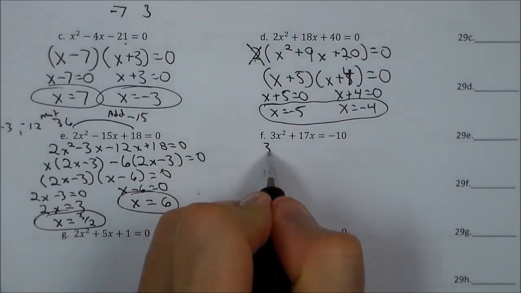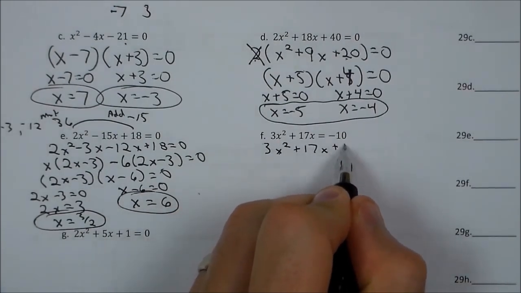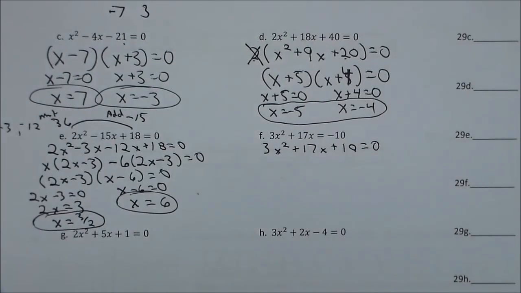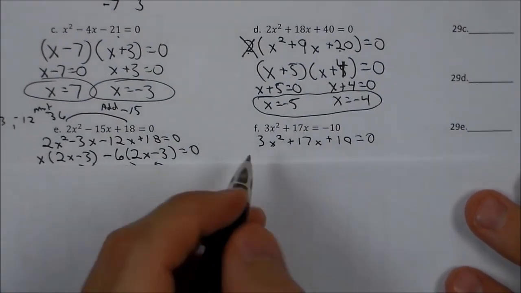For f, first thing I'm going to do is move over the 10. So that becomes a positive 10 equals 0 on this side. And what we can do here, multiplies to 30, adds to 17. Why don't we use the quadratic formula? You could factor it, and that's perfectly fine, but I want to show a quadratic formula example, because that is an option here. You could always look quadratic.